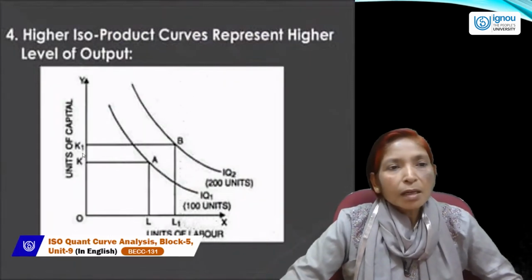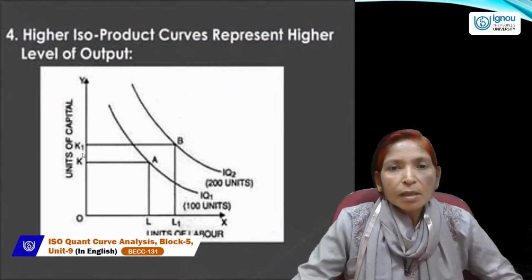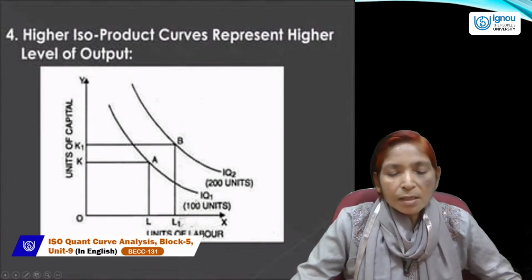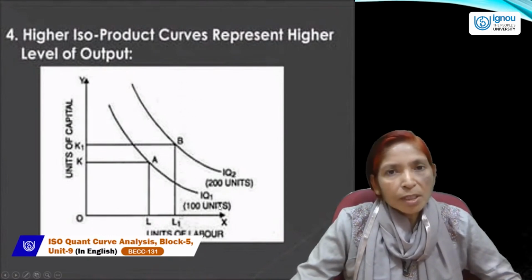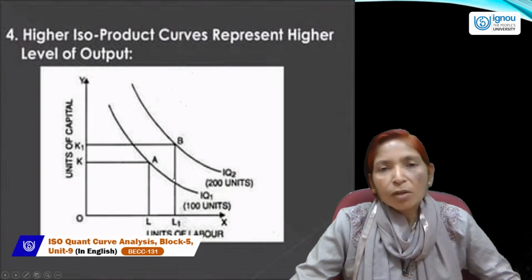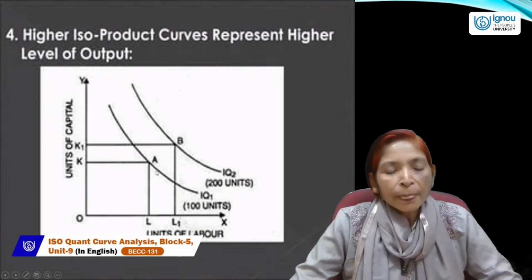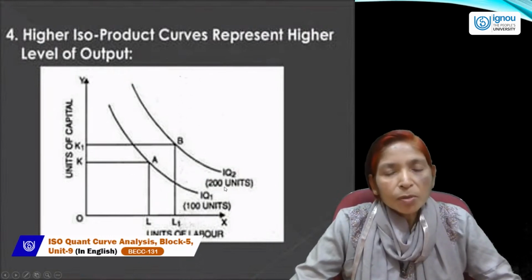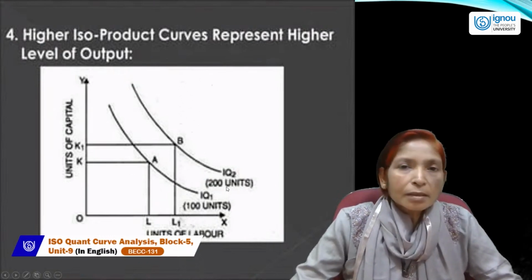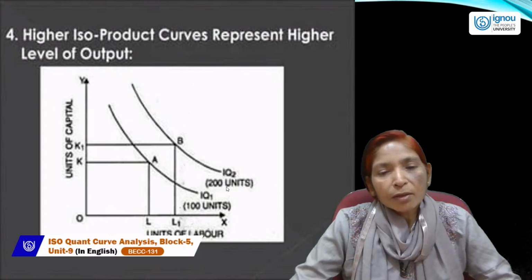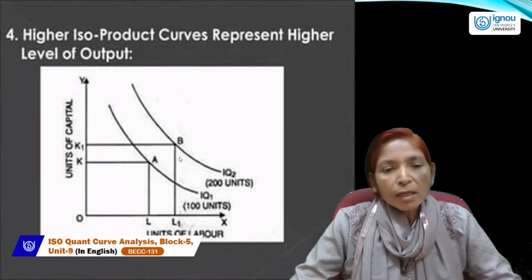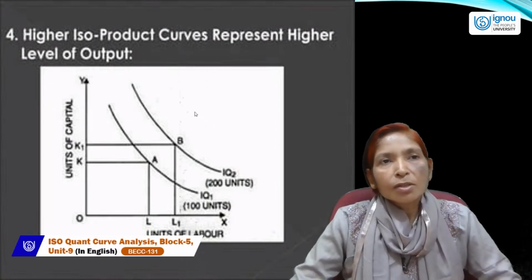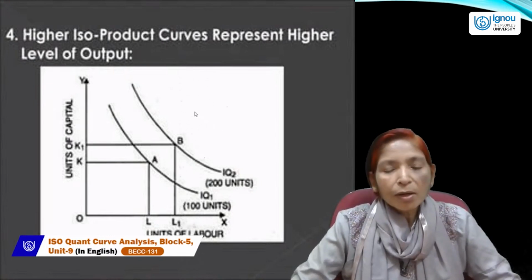Next is that a higher isoquant shows a higher level of output. Here, IQ1 is showing that 100 units of output is produced by the producer with a combination of two factors of production, and IQ2 is showing 200 units of output with another different combination of two factors of production. So a higher isoquant shows a higher level of output, and a lower isoquant curve shows a lower level of output.